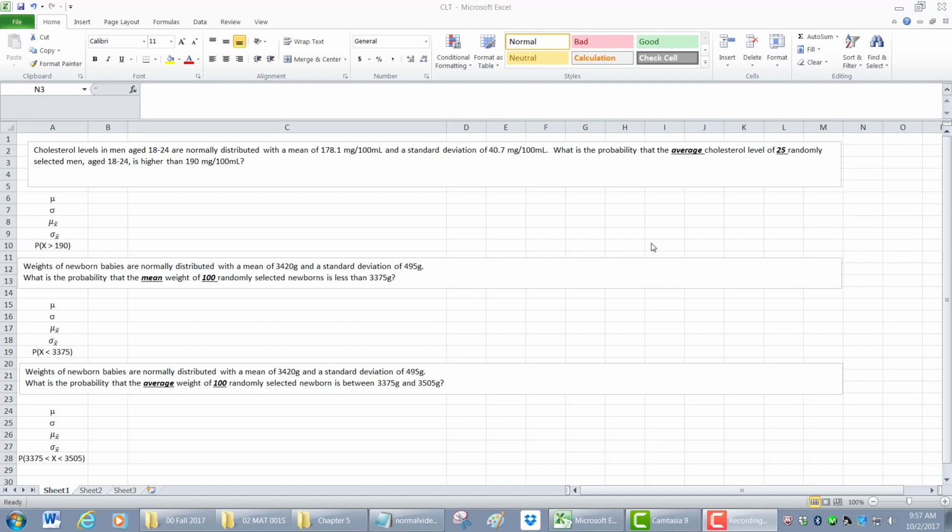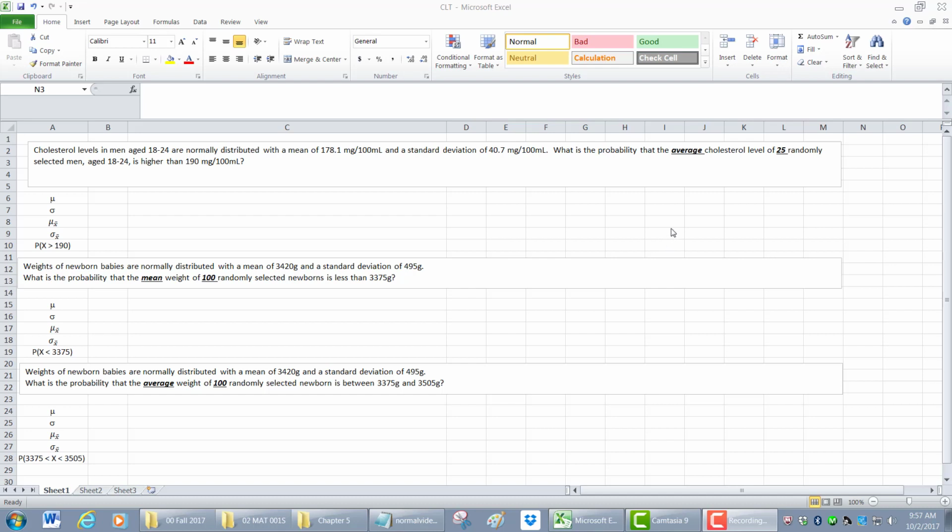Cholesterol levels in men aged 18 to 24 are normally distributed with a mean of 178.1 milligrams per 100 milliliters and a standard deviation of 40.7 milligrams per 100 milliliters. What is the probability that the average cholesterol level of 25 randomly selected men aged 18 to 24 is higher than 190 milligrams per 100 milliliters?